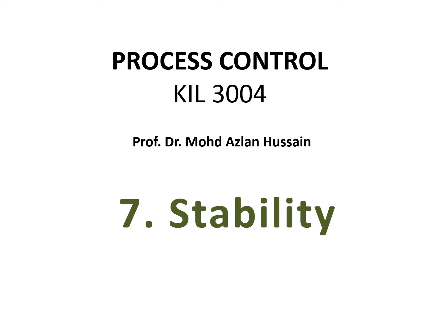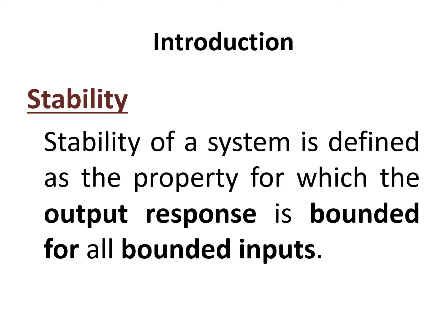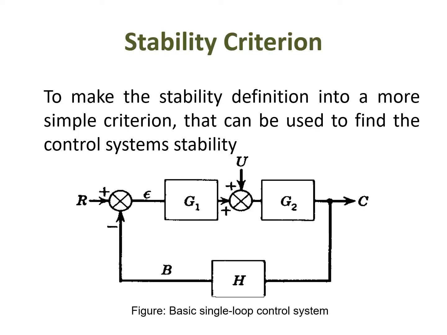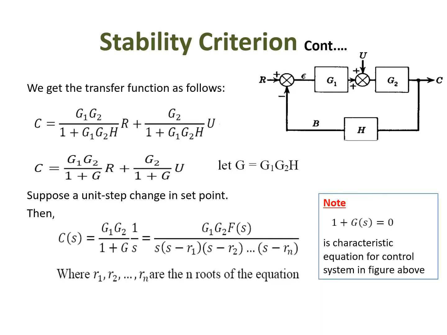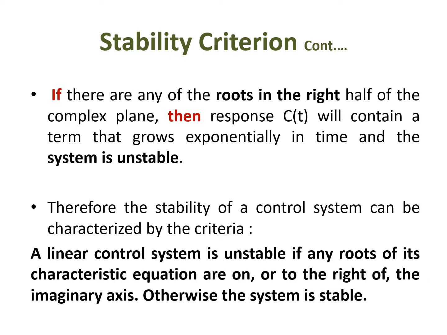Okay, we'll continue with the stability topic that we started on Tuesday. We have defined stability, what it means. We have looked into the conditions of getting stability: set up the characteristic equation 1 plus G, look at the roots of the equation and check their location. If the roots are on the right half of the complex plane, then we'll get exponential terms and the system will be unstable. If not, it will be a stable system, as per the stability criteria.